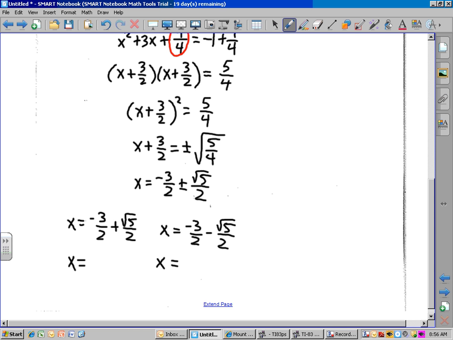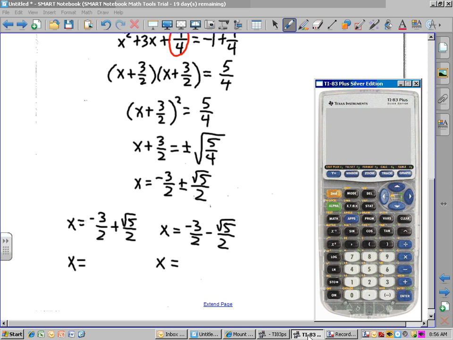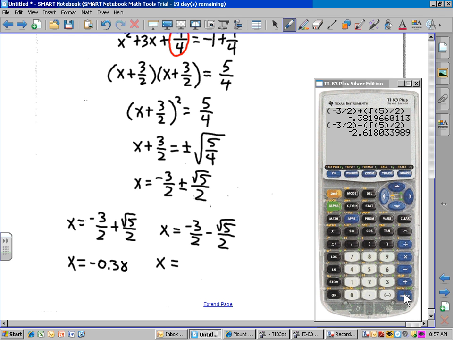I'd like to get the equivalent decimals on that so we can match it up to see how the graph worked out. See if we get the same decimals here. So -3/2 plus the square root of 5 divided by 2. And you just recall that and go back and change it to a minus. Get the second. So -0.382 and -2.618.